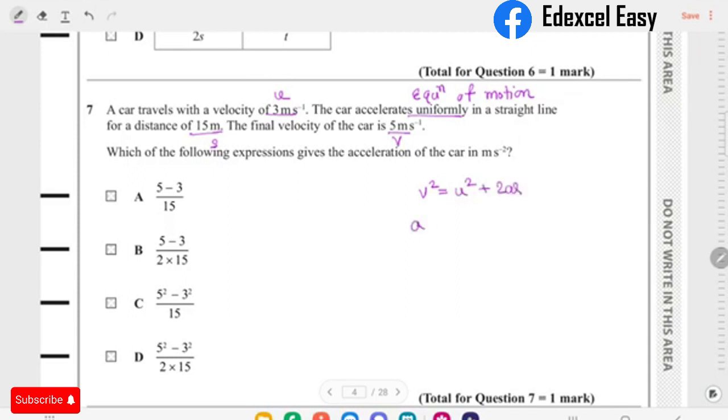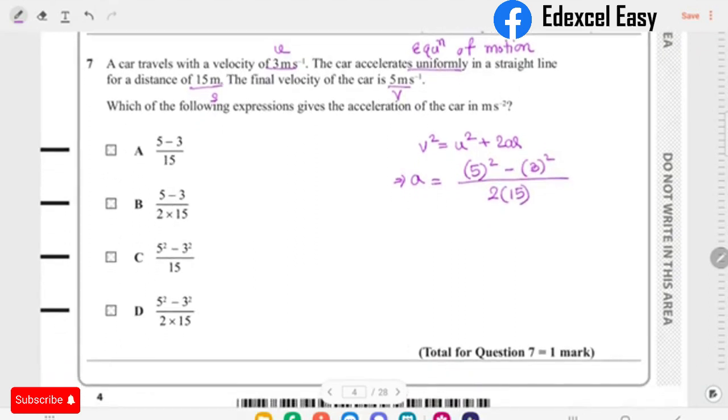If you make acceleration the subject, in that case you're supposed to end up with v square, which was 5 square, minus 3 square, initial velocity square, over 2 into 15. If you look at it, then this is exactly option D for you, right? V, U, and S.